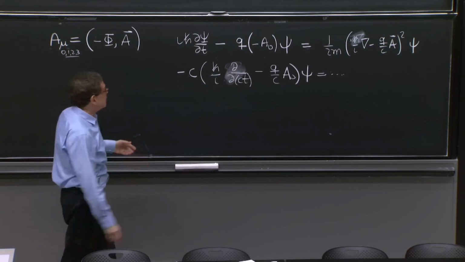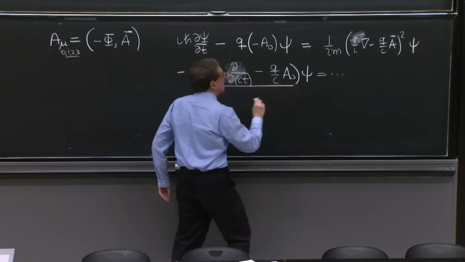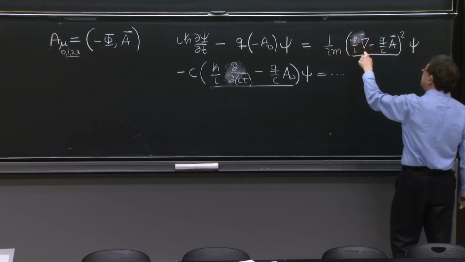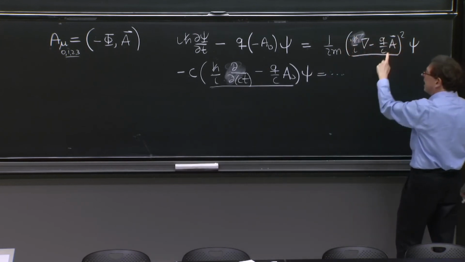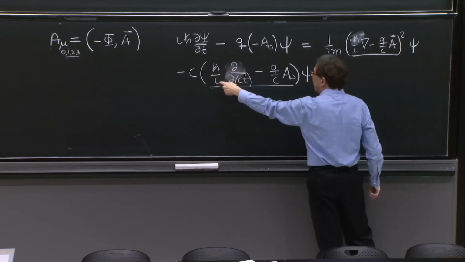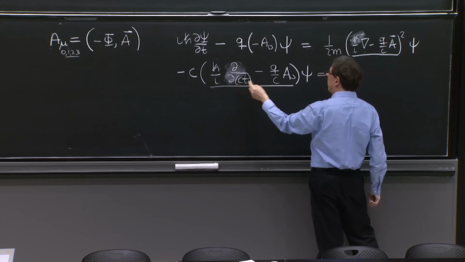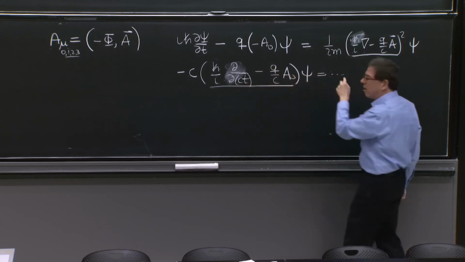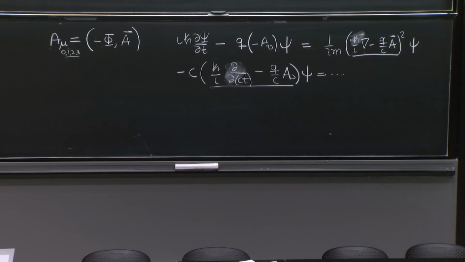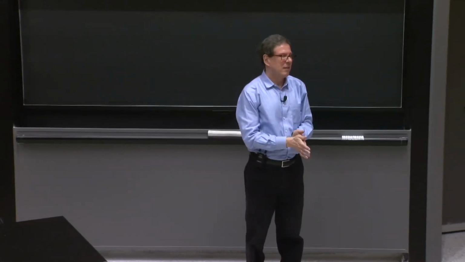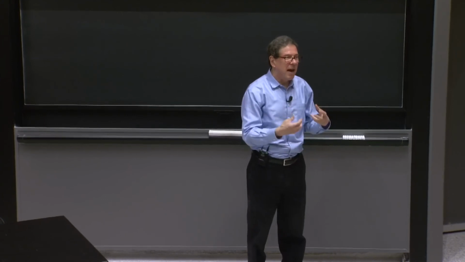And now this all looks like this covariant derivative. Look at this covariant derivative, h over i d dx minus q over c A. And here it is, h over i d dx0, the zeroth component of the covariant derivative, minus q over c A naught. So the whole Schrödinger equation is built with these funny derivatives, d dx minus the vector potential acting on it. These are the covariant derivatives.